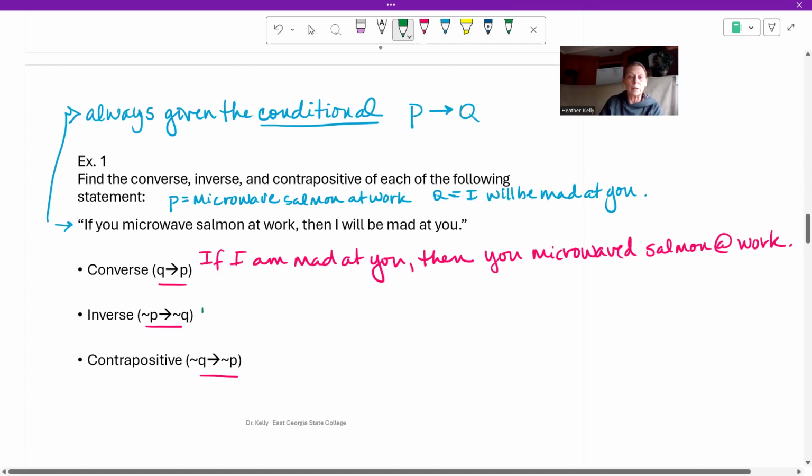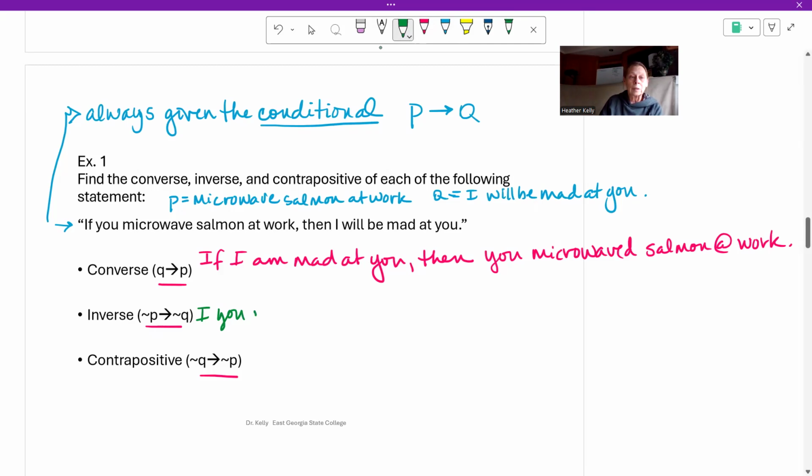So I'll start with if you did not microwave salmon at work, then I will not be mad at you.